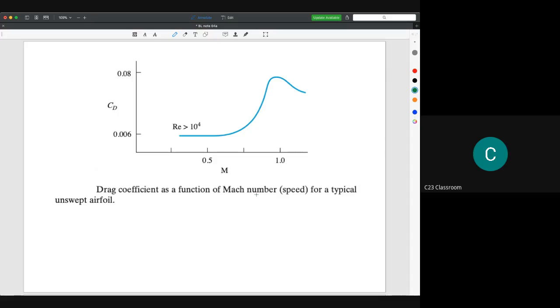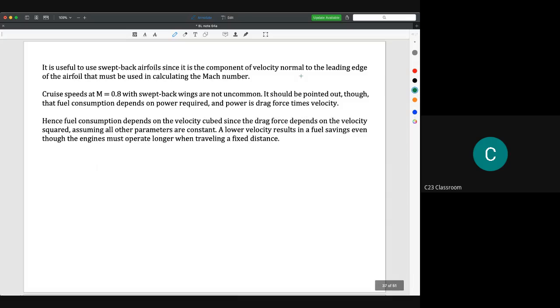Because when the flow is reaching Mach number 1 here, we found that the drag force becomes higher and higher. So it is closely related with the development of the Mach cone, and also the air will be compressed at that time. So when the air is compressed, the resistance is increased, so the drag coefficient will be increased too. So it is useful to use a swept back airfoil, since it is the component of velocity normal to the leading edge of the airfoil that must be used in calculating the Mach number.